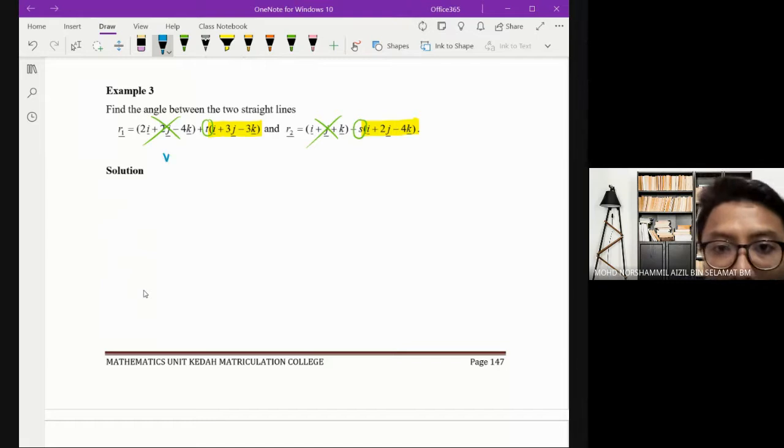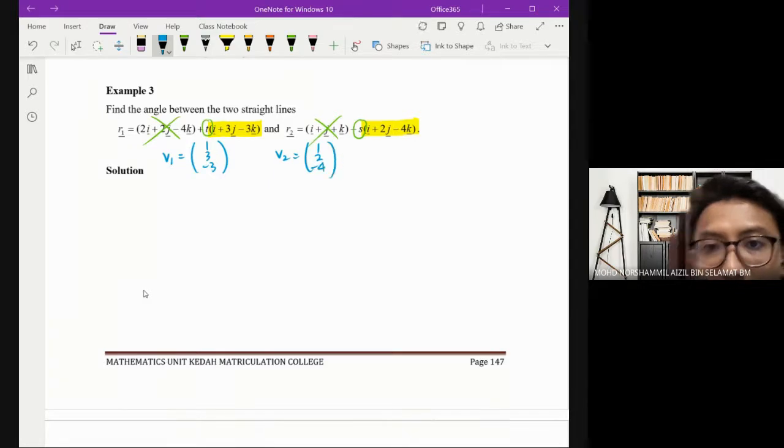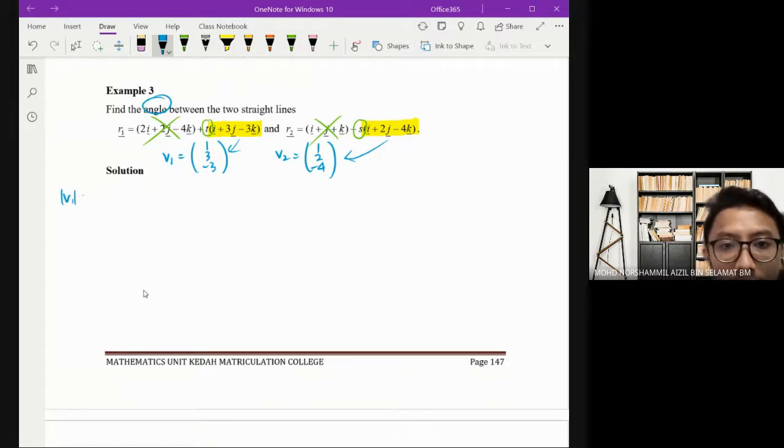Okay, so means that V1 is 1, 3, minus 3. And then V2 is 1, 2, minus 4. Tengok betul, 1, 3, minus 3, 1, 2, minus 4. Okay, V1, V2. We want the angle, right? Therefore we need to get the magnitude of V1. So kira dulu, bukan magnitude dulu, kita kira V1 dot V2 dulu.